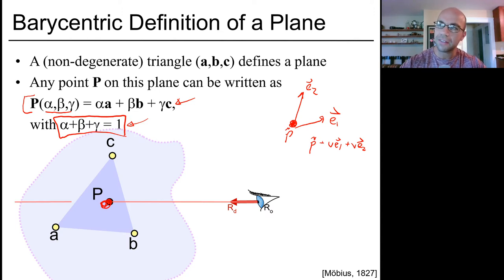But I haven't constrained alpha, beta, and gamma to be positive. So in fact, I could end up with a weighted average that's outside of those 3 points by taking one of them to be negative, but they still have to add up to one. If they don't add up to one, then I end up outside of the plane.